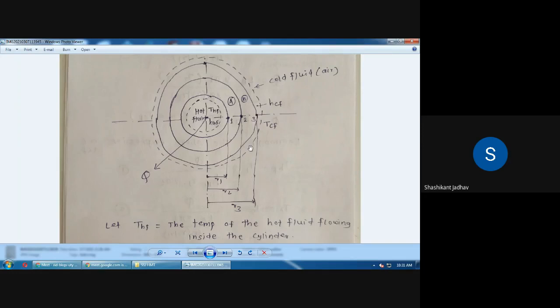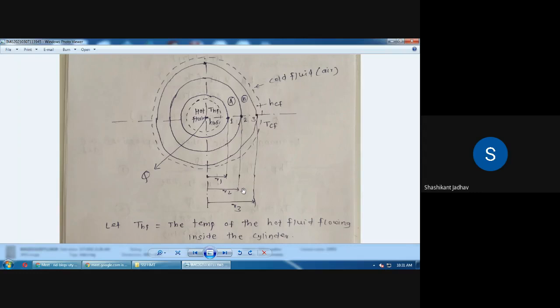So can anyone tell me what is the equation for the center? At the center there is a hot fluid. So what is the equation for that? Anyone? Rate of heat transfer. Anyone unmute yourself and tell me the equation for that. Convection साठी आपण कुठले इक्वेशन यूज करतोय? What is the equation for the convection? Anyone? Unmute yourself and tell me the answer.